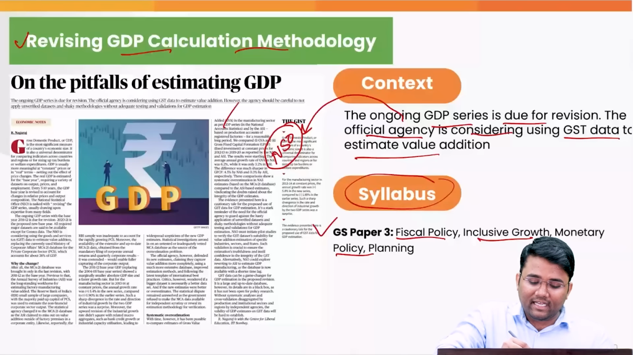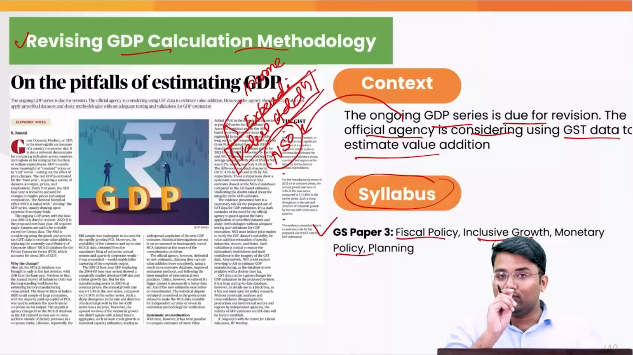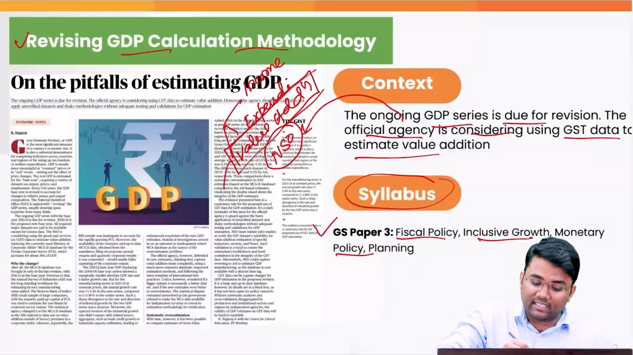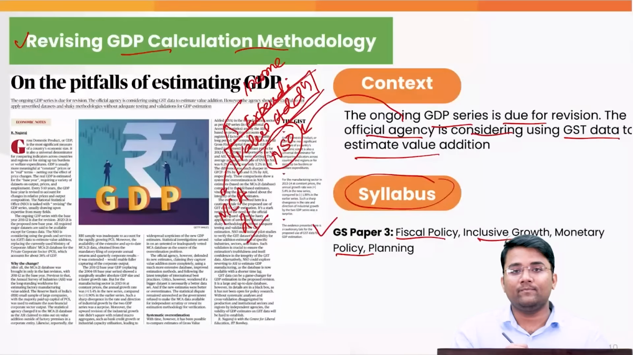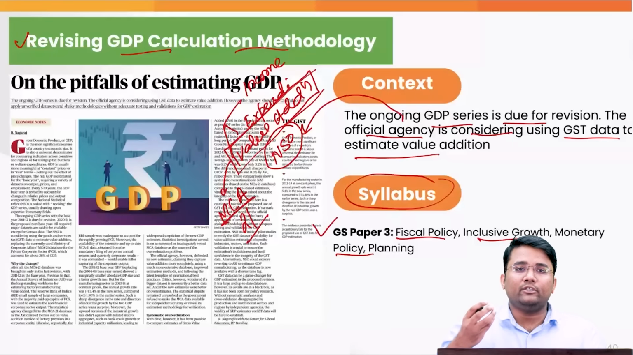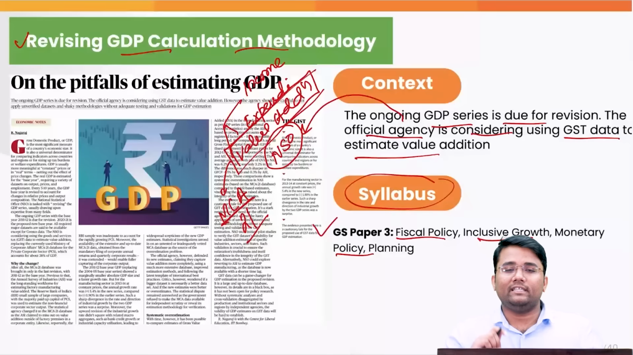As you would be knowing, there are 3 methods to calculate the GDP. One is the income method, second is the expenditure method, and the third is the value addition method. To calculate the GDP through this value addition method, NSO needs data. And from where were they getting data till now? They were getting this data from the MCA21 database, which is a Ministry of Corporate Affairs database where every company has to upload their financial data regarding production, revenue, etc. From this database itself, the NSO was getting data related to the value addition, and through this they were calculating the GDP. But now they are thinking to revise this.